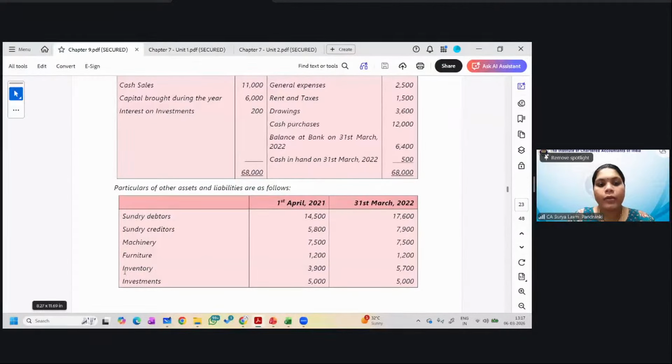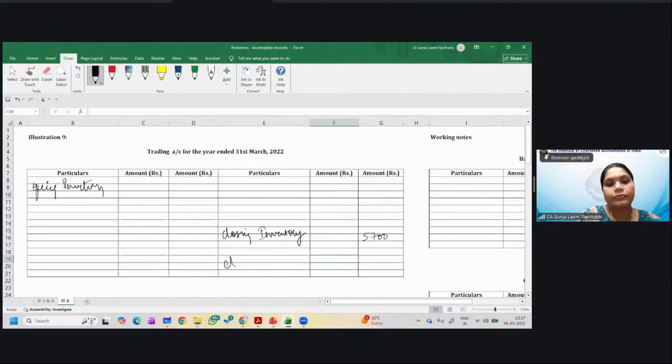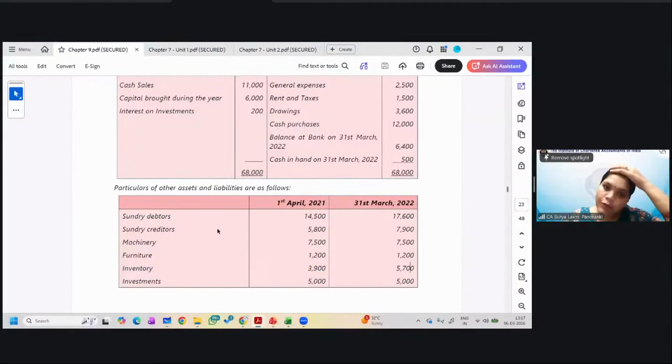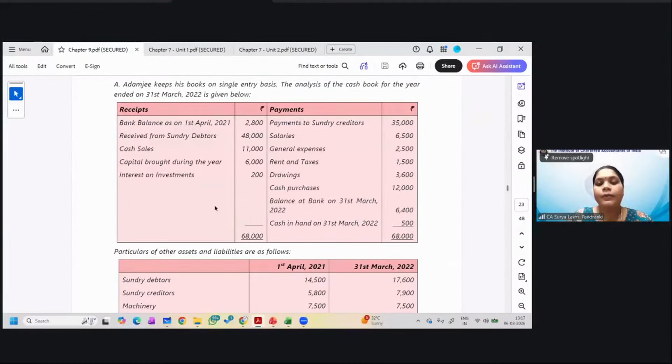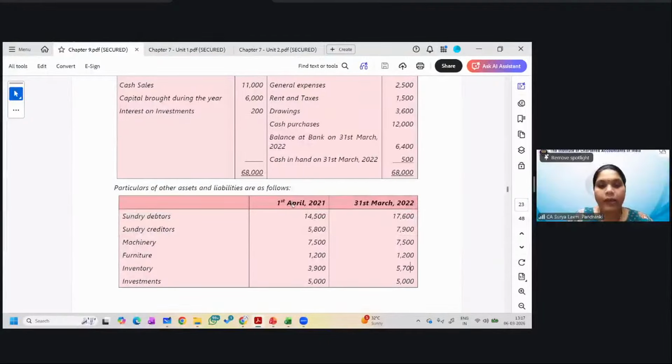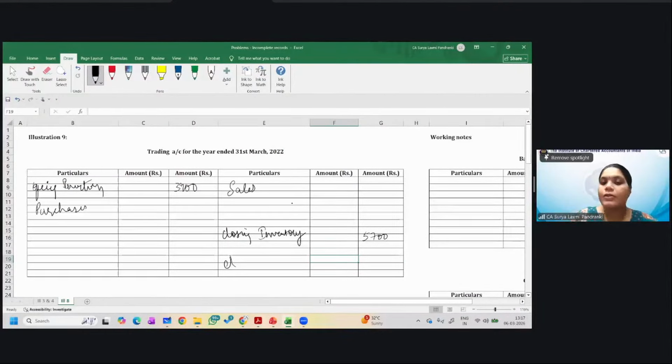Now look at here. Do we have closing and opening inventory given? We have both the informations given, 3,900 and 5,700. Now we need purchases. This information is missing because purchases is an expense account which cannot be calculated using these assets and liabilities, or it is not there in your cash book also. This is something we have to calculate. Do we have sales information? Even this is also missing information which we will have to calculate, right? These two we will do. Once we know these two, then we can calculate what is the gross profit. Agreed, everyone? This is how you will have to finish your trading account, right?